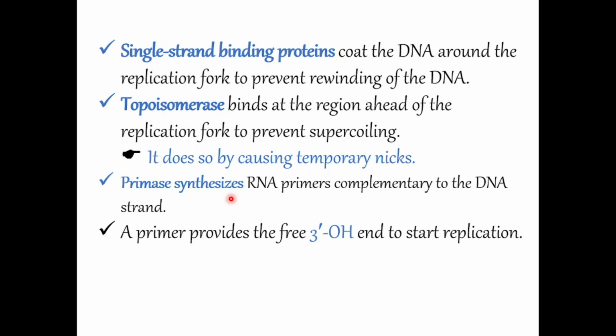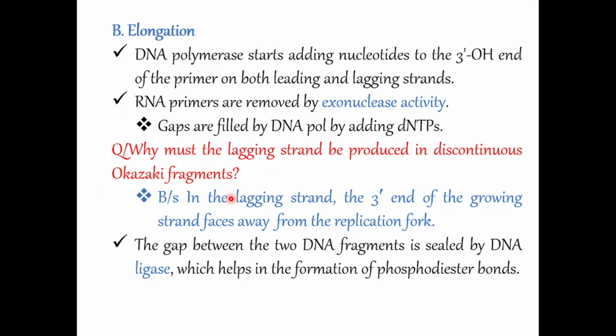The other is primase. Primase simply synthesizes a primer, which is complementary to the DNA strand. It provides a 3-hydroxyl group to start replication. After that, there will be adding of nucleotides. That is what you call elongation. DNA polymerase III adds nucleotides to the 3-hydroxyl end of the primers on both leading and lagging strand.